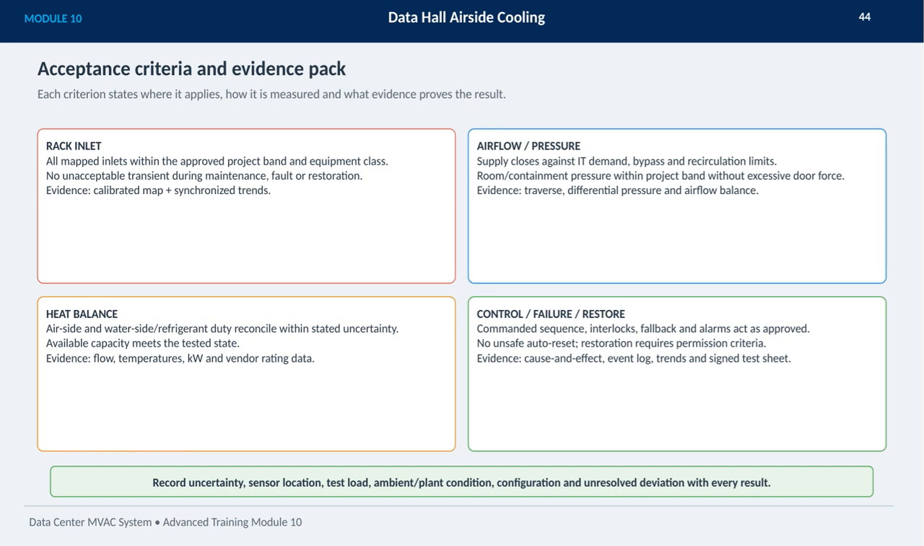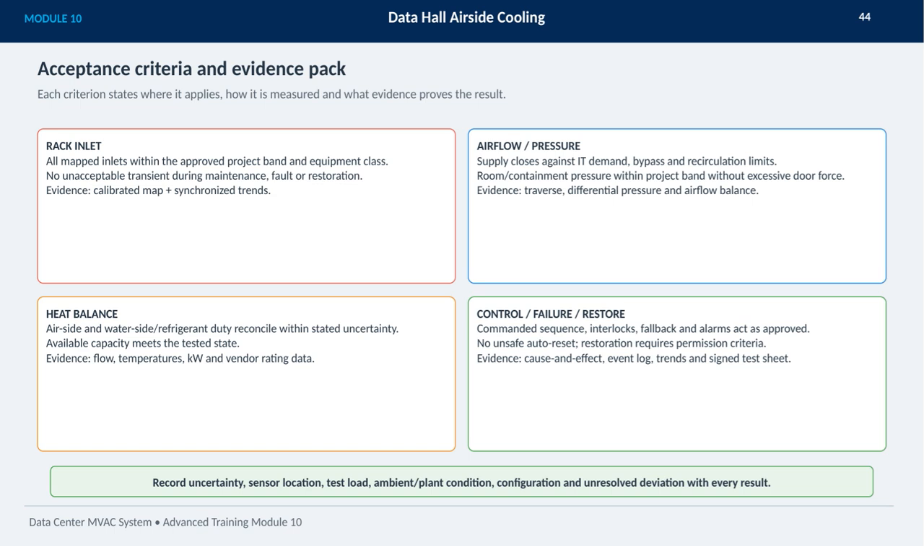Next, airflow and pressure must closely follow IT demand while keeping bypass and recirculation within limits. Room and containment pressure should remain stable within the project band, without causing excessive door force. We confirm this using traverse measurements, differential pressure, and airflow balance data. On the heat balance side, the air side and water side or refrigerant duty need to reconcile within stated uncertainties. Available capacity must meet the tested state, supported by flow readings, temperature data, kilowatt measurements, and vendor rating information.